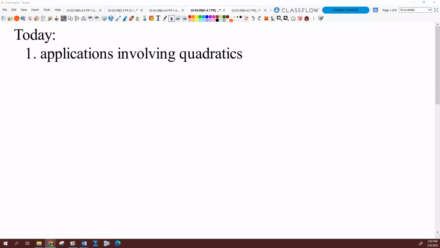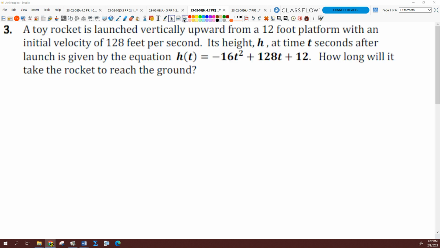Right, let's take a look. So we got a couple more applications to check out. How about something like this? A toy rocket is launched vertically upward from a 12-foot high platform with an initial velocity of 128 feet per second. So all that stuff is really sort of irrelevant because it's all absorbed into the function here.